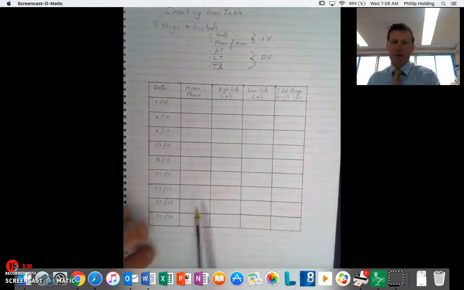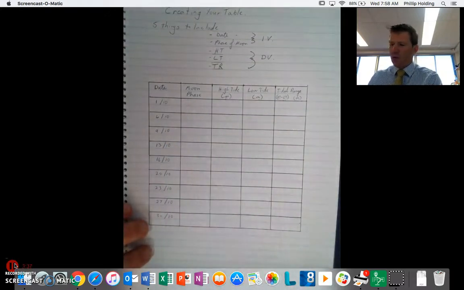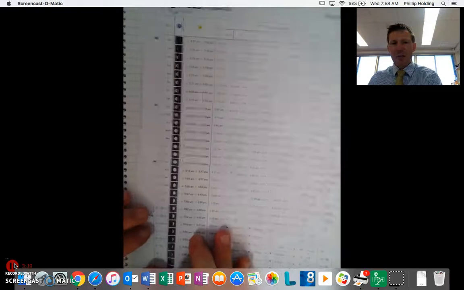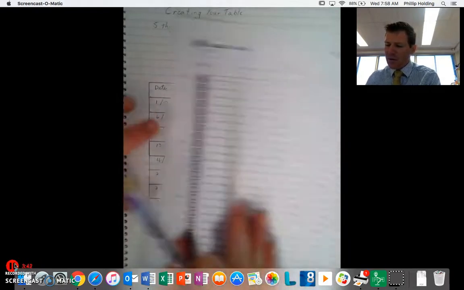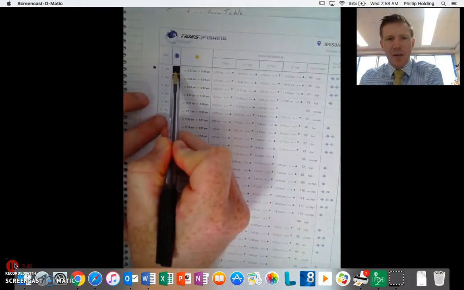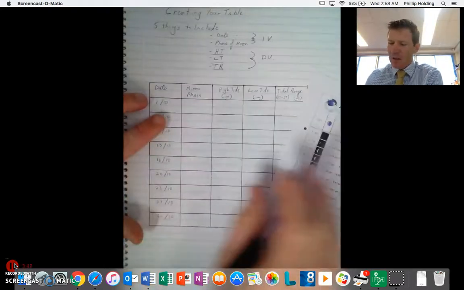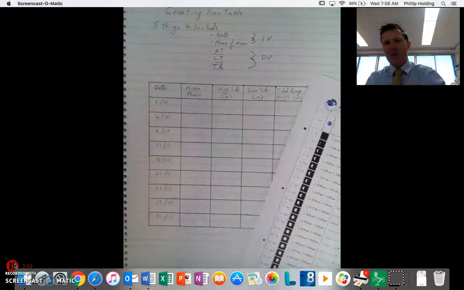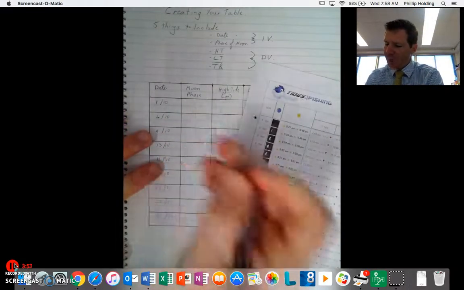Okay, the next step to do, and you're going to have to do this on your own, is go to this piece of paper here and find these dates and write down what moon phase is on the 1st of October. Is it a full moon? Is it a half moon? Is it a new moon? And write it in there.